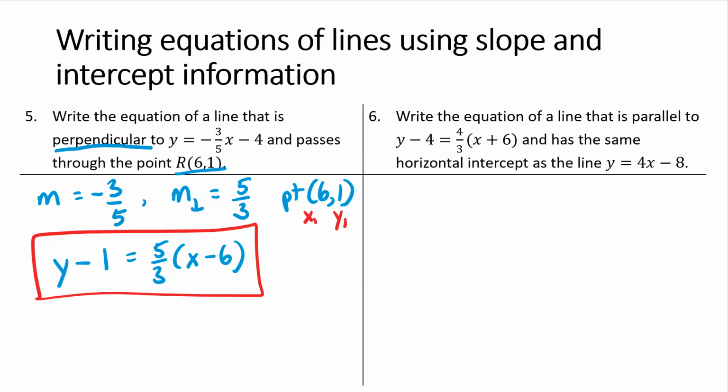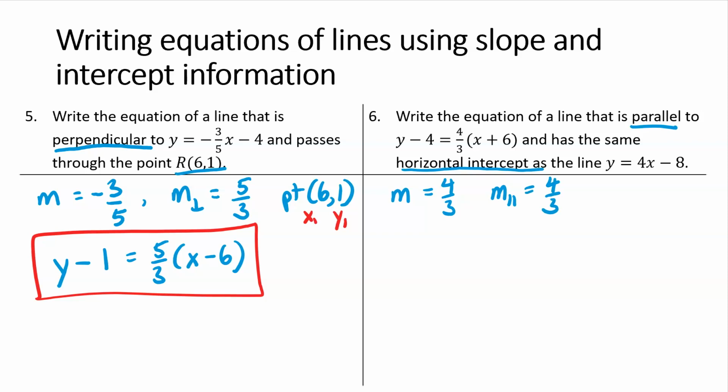Next example, we want to write the equation of a line that's parallel to this line that's given and has the same horizontal intercept as this second line that's given. Okay, so what information do we want? We want the slope first of all. So the slope of the first line that's given is 4 over 3. Our line is going to be parallel to that. So the slope of the parallel line is the same, 4 over 3.